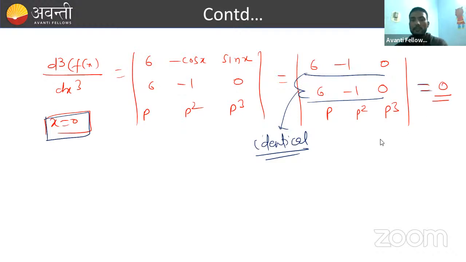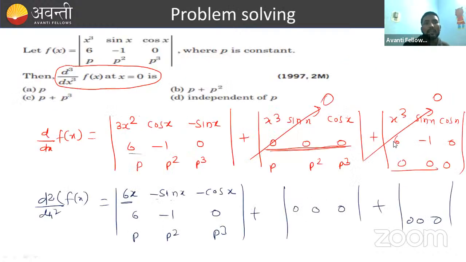So they are asking whether the determinant value is independent of p or not. What is the triple derivative of the determinant? We can see it doesn't depend on p, because whatever the p value, it doesn't matter; finally what we are getting is 0 only. So it is independent of p.